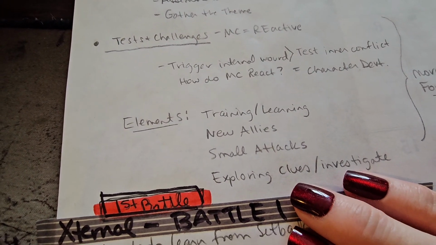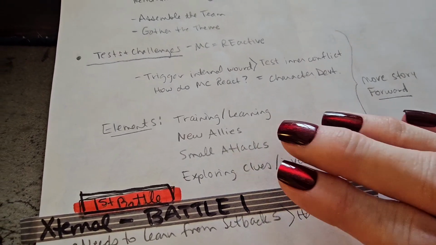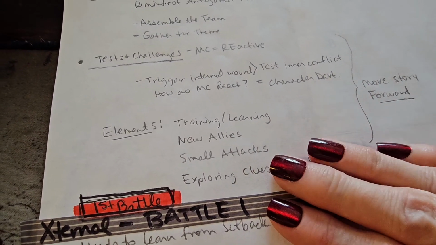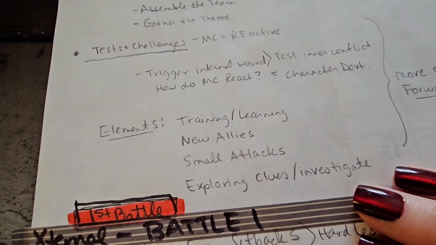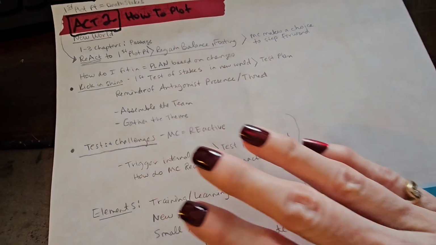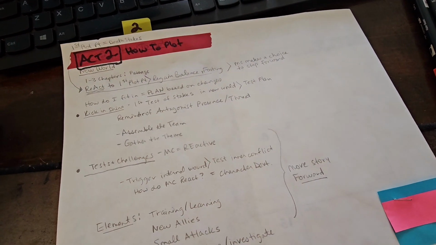So let's look at a few elements. You could have training and learning sequences. They're meeting new allies. They're experiencing small attacks and therefore learning to navigate through their new world. They're exploring clues and investigating. So there's all kinds of cool action that you can add, activity that you can add in these scenes that keeps your readers turning pages.